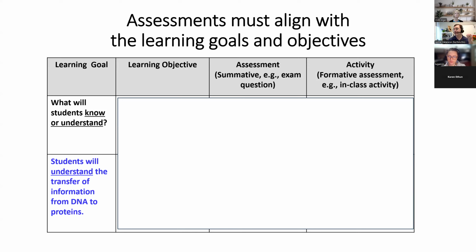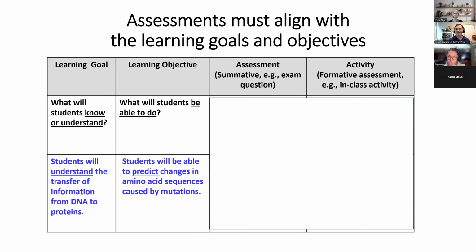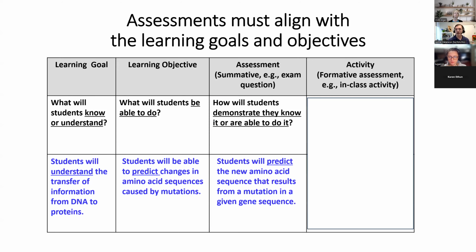And again, I can't measure understand. The things that I can measure are that they can predict changes in an amino acid sequence caused by a mutation. That is something where I can give them a situation and they should be able to predict. That is the doing that they should be able to do. So for my assessment, the summative exam question, if I give them a new sequence that results from a mutation, they can predict that. They can show me where that change is.